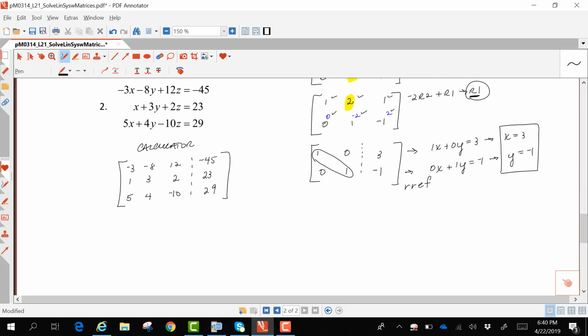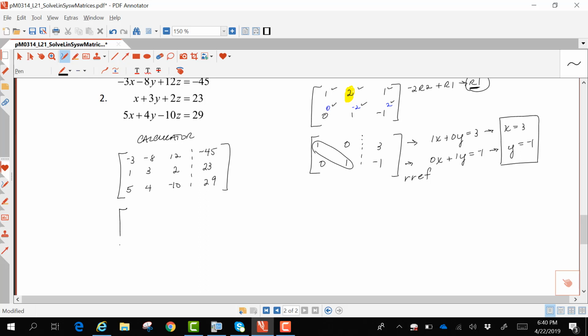And the calculator changed that augmented matrix. So it looks like 1, 0, 0, 3, 0, 1, 0, 6, 0, 0, 1, 1. And this is the reduced row echelon form of that augmented matrix. If I convert this back to an equation, this would say 1x plus 0y plus 0z equaling 3. Or in other words, x equals 3.